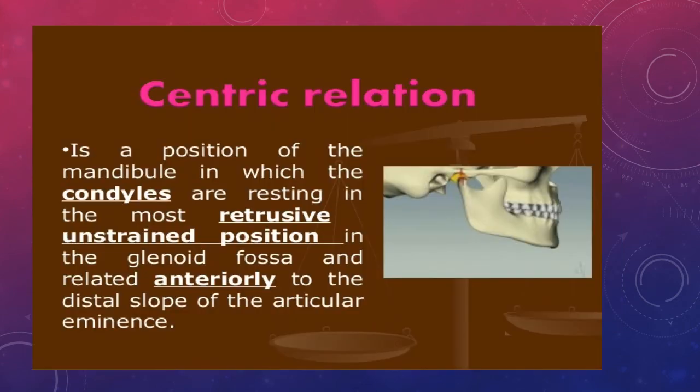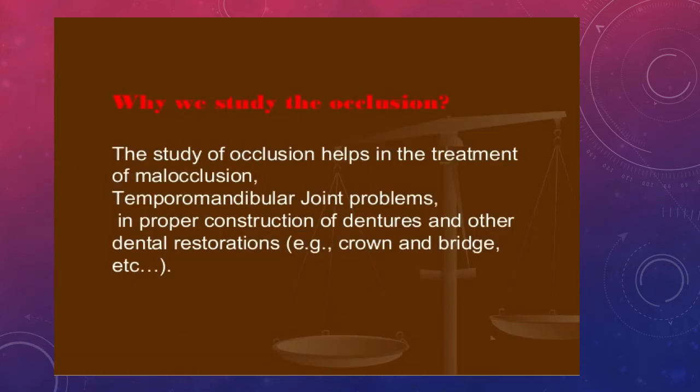Centric relation is the position of the mandible in which the condyles are resting in the most retruded, unstrained position in the glenoid fossa and related anteriorly to the distal slope of the articular eminence. Why do we study occlusion? The study of occlusion helps in the treatment of malocclusions, temporomandibular joint problems, and in proper construction of dentures and other dental restorations.